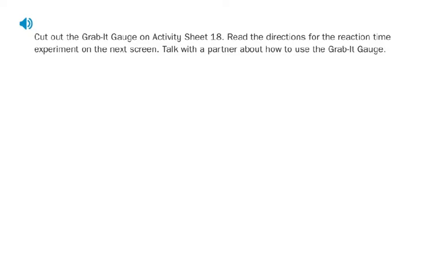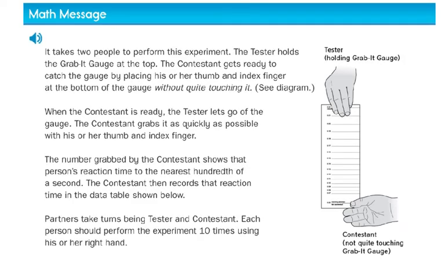In your math material pickup, Portage material pickup, I should say, there was an activity sheet 18. It's called Grab It Gauge. So cut out the Grab It Gauge on activity sheet 18. Read the directions for the reaction time experiment on the next screen. It takes 2 people to perform this experiment. The tester holds the Grab It Gauge at the top. The contestant, which is you, gets ready to catch the gauge by placing his or her thumb and index finger at the bottom of the gauge without quite touching it.